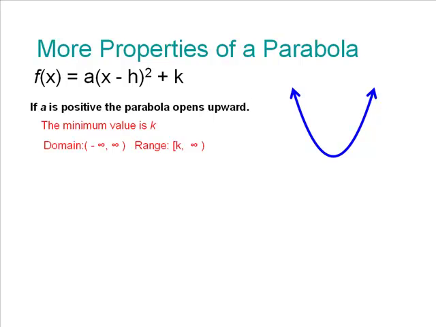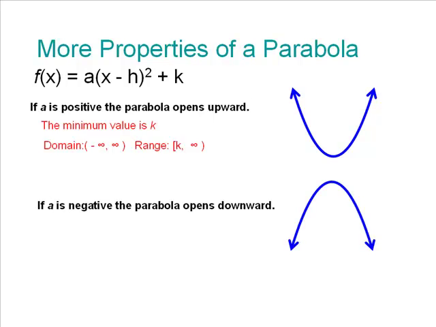The domain is going to go from negative infinity to positive infinity. But the range is going to go from the k value to positive infinity. And so that's important. If the parabola opens upward, then the range goes from the k value to positive infinity.